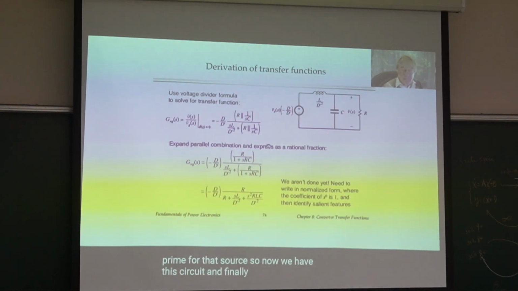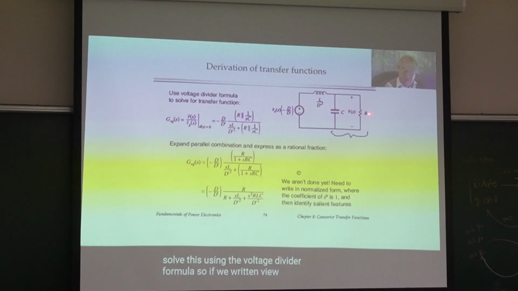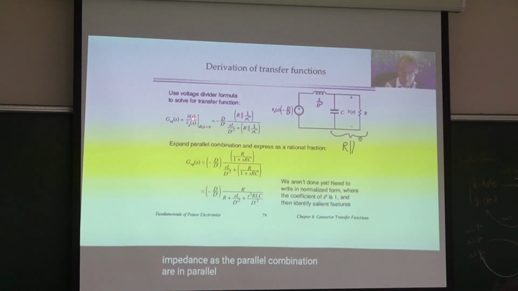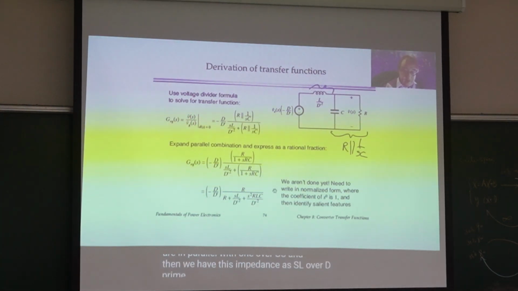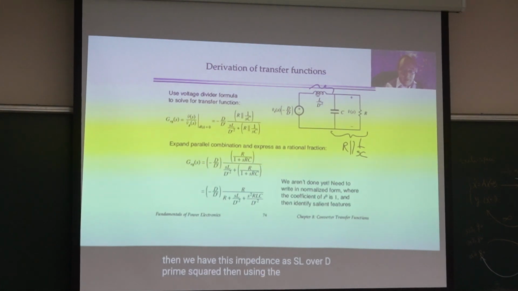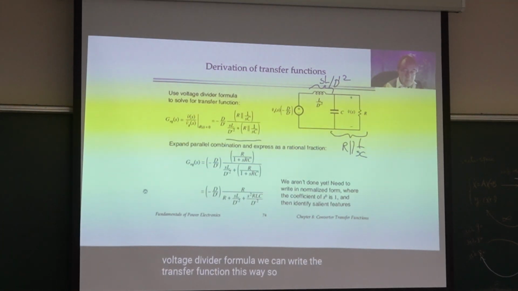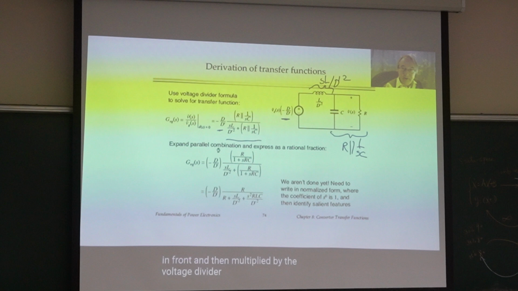This is the equivalent circuit. And finally, we can solve this using the voltage divider formula. We can calculate the output impedance as the parallel combination of R and C, and we have v hat over vg hat. The input impedance is sL over d prime squared. Then using the voltage divider formula, we can write the transfer function this way. So we have the coefficient minus d over d prime out in front, multiplied by the voltage divider formula.